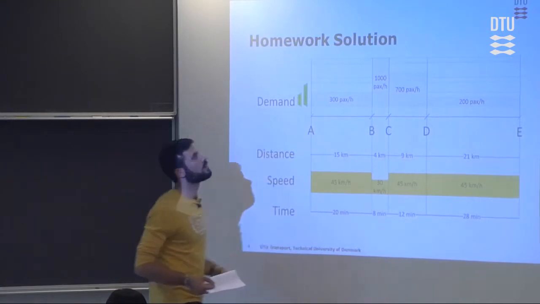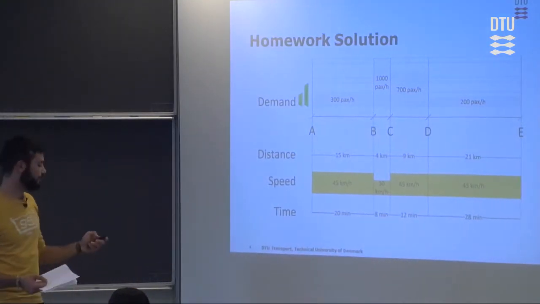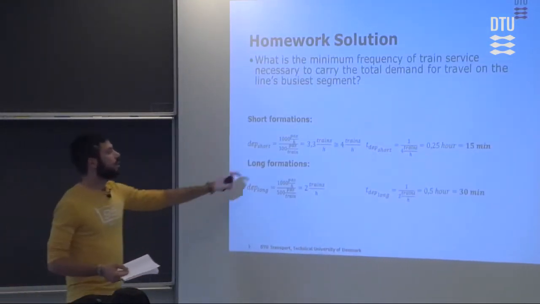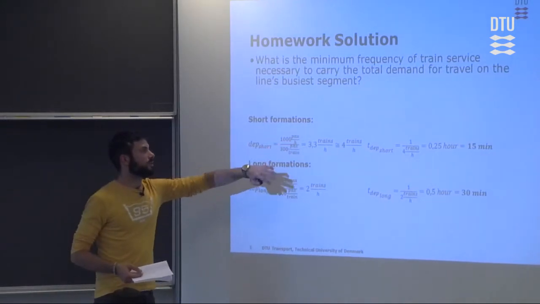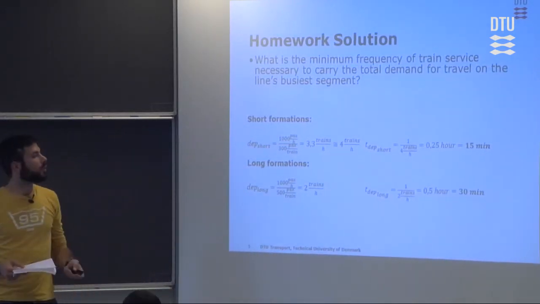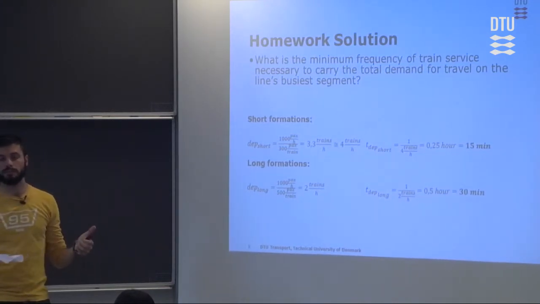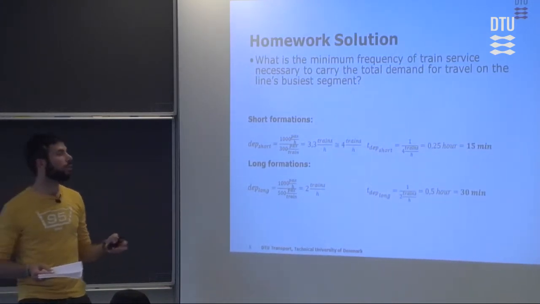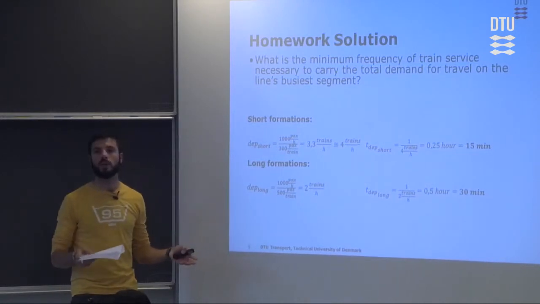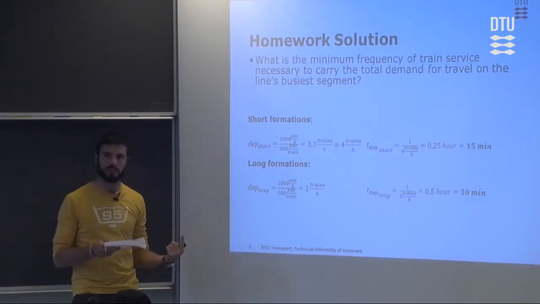There is 1,000 passengers per hour. We are assuming that we just have one train set per train. And we want to know how many times we have to run one train set every hour.